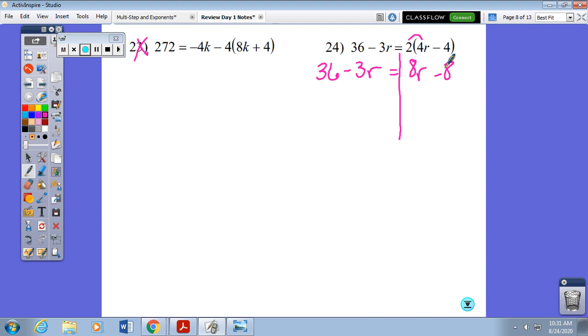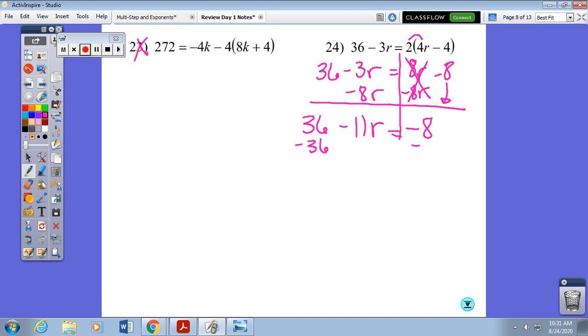Okay. Now I like to bring my variables to the left. I'm going to keep doing that. So subtract 8r on both sides. These cancel. Left with negative 8. 36 minus 11r equals negative 8. Subtract 36 from both sides. These are 0. Negative 11r is equal to negative 44.